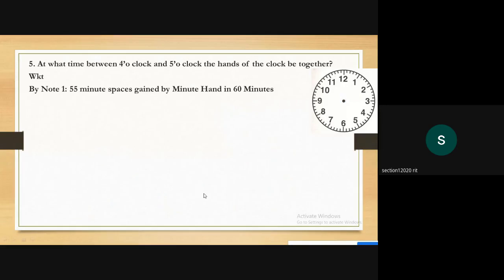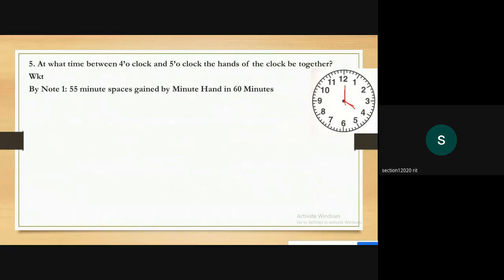So let us solve one more problem. As I told earlier, I have been planning on solving 5 problems here. So this is our last problem. We can try to solve it. So this is very important because each and every concept they may ask one problem. So at what time between 4 o'clock and 5 o'clock the hands of the clock to be together?